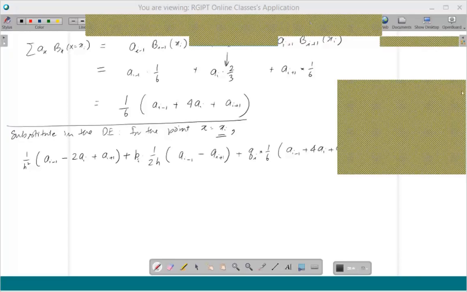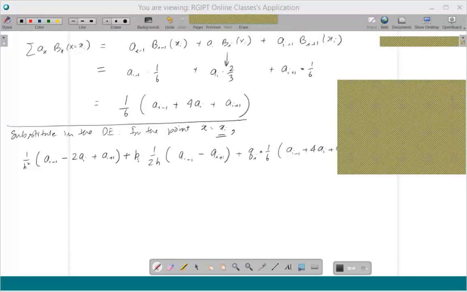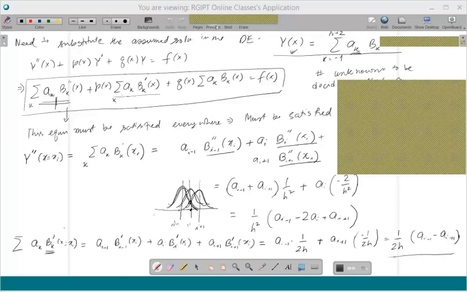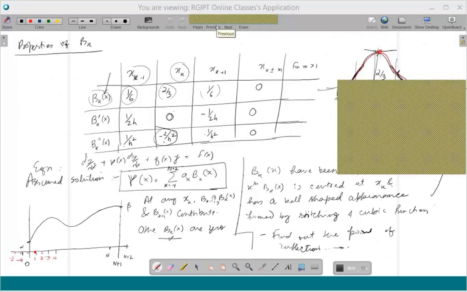So there's a question. How is b double prime i minus 1 equal to 1 by x squared? Well, this is what we get from the table. I'm answering your question. So if you look at the table, I'm answering Amir's question first. You are asking how b double prime i minus 1 at xi is 1 by x squared.